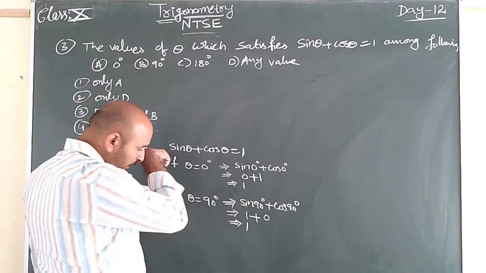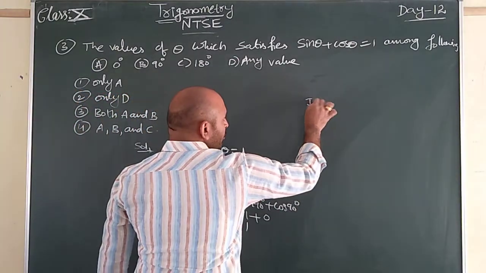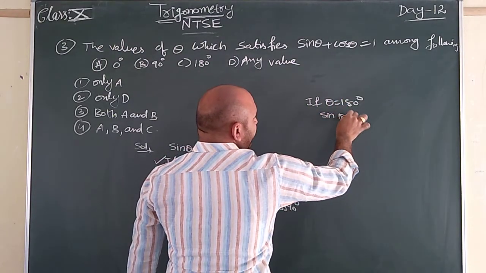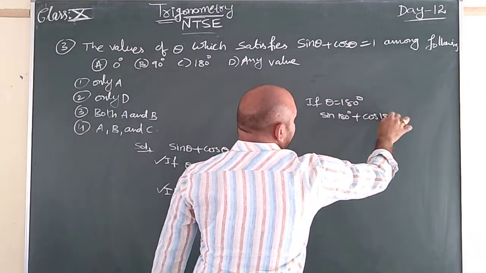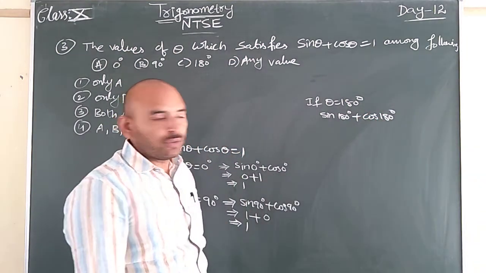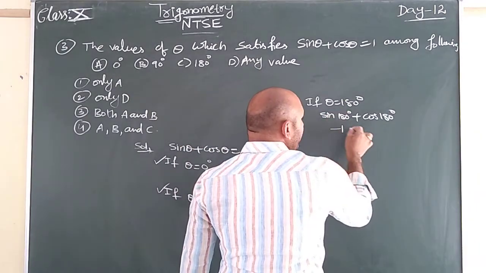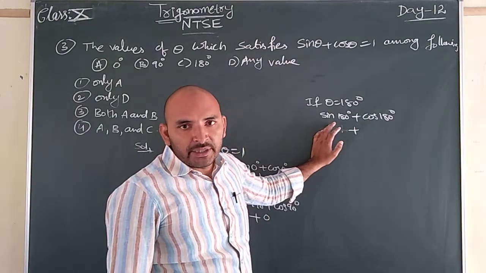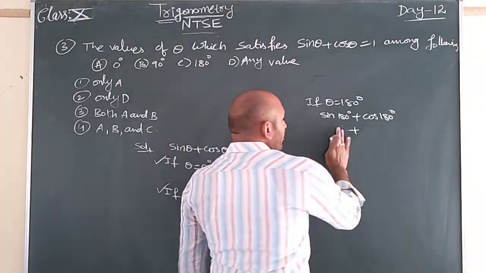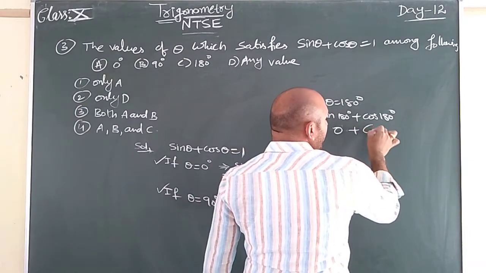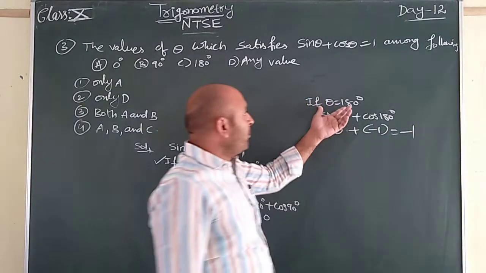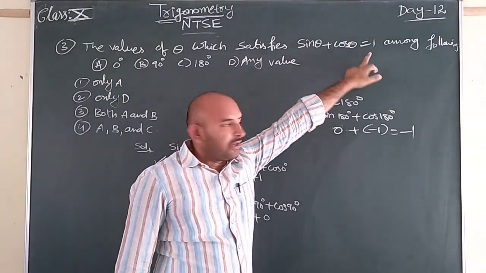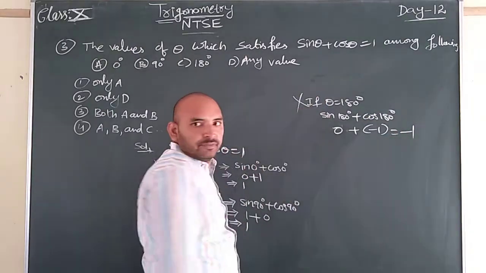Next, when theta is equal to 180 degrees, sin 180 degrees plus cos 180 degrees. Sin 180 means sin of 90 plus 90, so cos 90 value 0 plus cos 180 value minus 1, which is equal to minus 1. So when theta is 180 degrees, this is not satisfied because the right-hand side is given as 1, but you are getting minus 1. So this is not true.